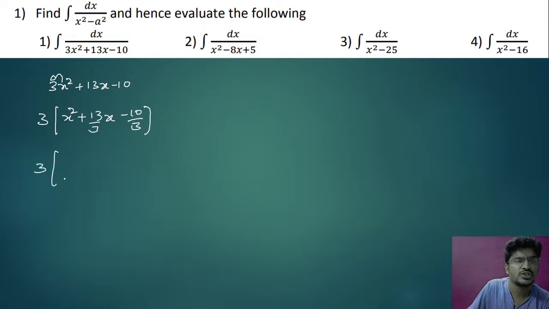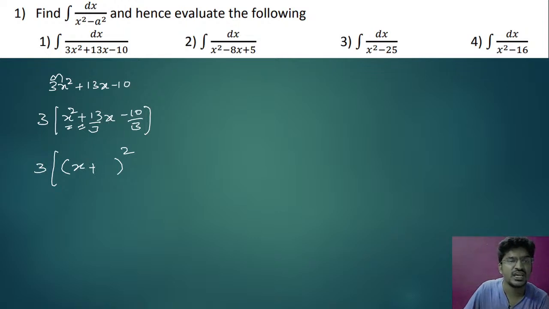So 3 times of this, put a bracket, put a square. See the first term, it is x. Write it as it is. Whatever the sign is here, write that. If it is plus, you write plus. If it is minus, you write minus. Clear? Now here you have plus, so I will write plus.